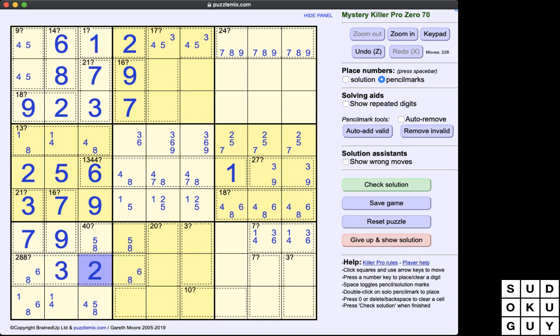Okay, so I know 6 and 8 are gone from this row. What's left? Okay, so this is an 8. This has to be a 6. This has to be a 1. This has to be a 4. This has to be a 5. Don't think I get any contradictions there.